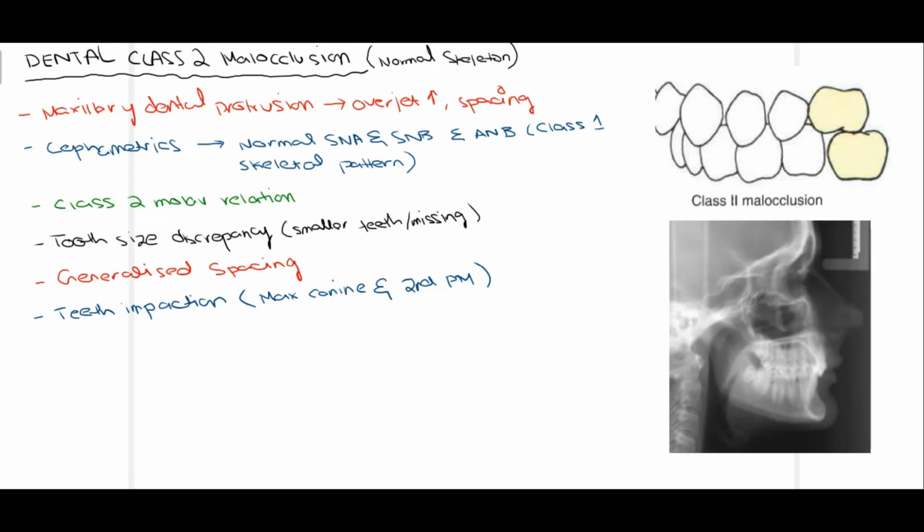As we've discussed before, there will be a class 2 molar relation. The distobuccal cusp is occluding in the buccal groove of lower 6. Sometimes there is some discrepancy associated with these teeth as well.